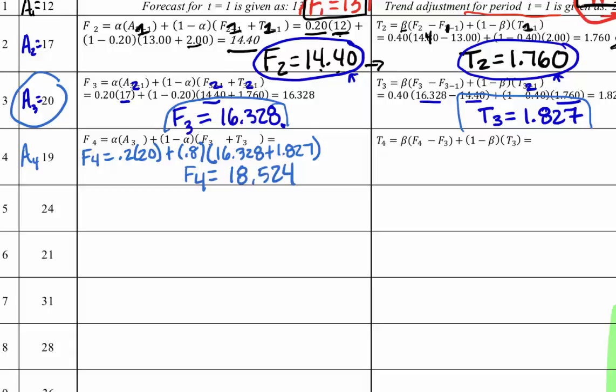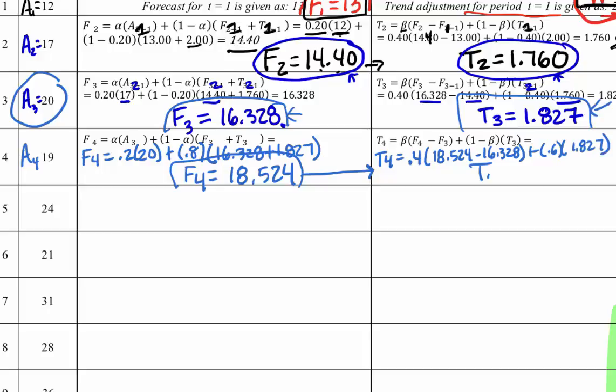So we bring that over here, and now we can calculate t of 4. That's going to be our beta, which is 0.4, times the difference between this forecast and this one up here. So it's going to be 18.524 minus 16.328 plus 0.6, that's 1 minus beta, times our t from our previous period, which is here, 1.827. So t of 4 will equal 1.975.